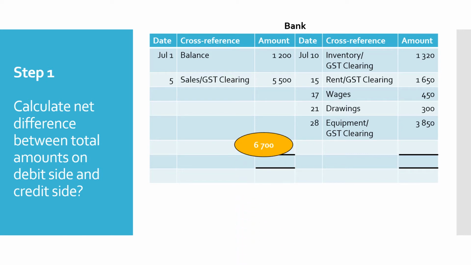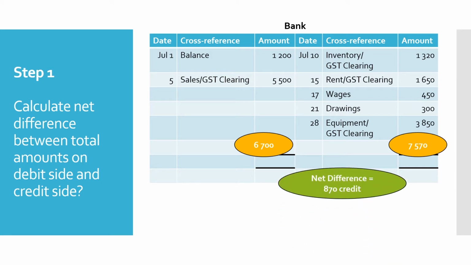Here on the debit side, we have a total of $6,700, while on the credit side, we have a total of $7,570. The net difference is $870 credit. In other words, we have more on the credit side by $870 compared to the debit side.